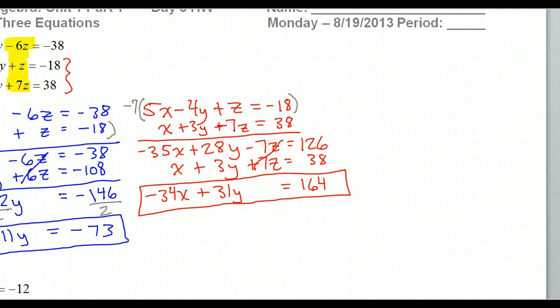Let me try to keep it color coordinated for one more second. So what I've got now is 17x minus 11y is equal to negative 73. That was just the blue box equation over here. And now the red. I'm just copying down this equation right here. So that's going to be negative 34x plus 31y is equal to 164.